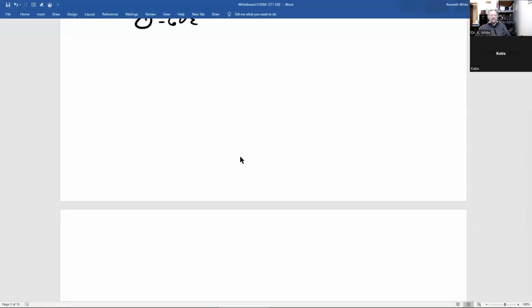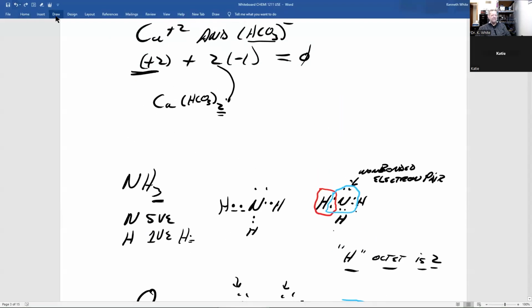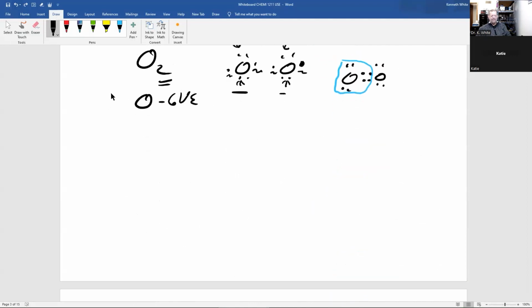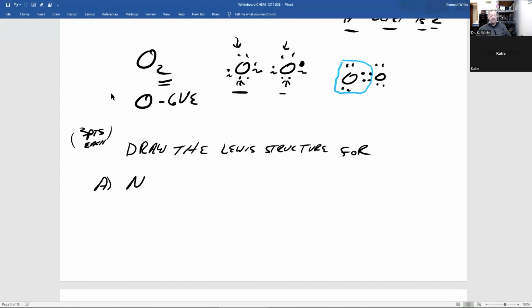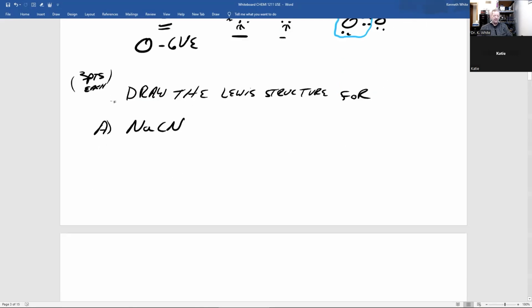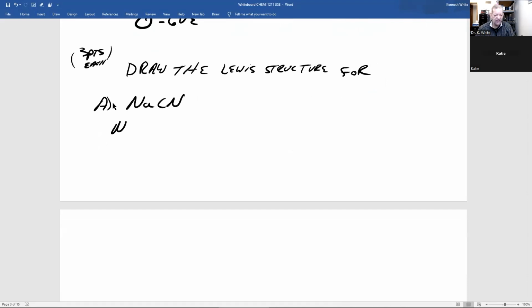And the question is, draw the Lewis structure. Three points each. And sometime in the future, you'll see this: draw the Lewis structure for this molecule. So we look at valence electrons. Sodium has 1 valence electron. Carbon has 4 valence electrons. And nitrogen has 5 valence electrons.